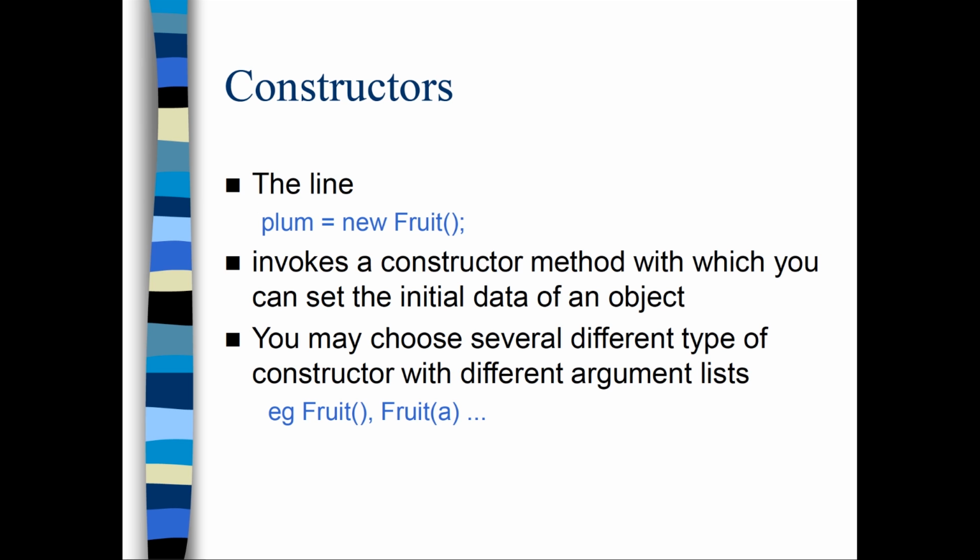So constructors are special member methods of the class. They don't have any return type, they may have different signatures, they may have parameters, and they don't return anything, and they are called automatically when the object is created. There is no need for explicit initialization or calling of constructors. When I create plum equal to new fruit, the constructor gets automatically called. This statement invokes a constructor method with which you can set the initial data of an object.